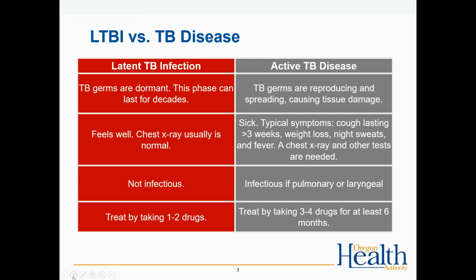Now, with active TB disease, which we're not talking about today, the TB germs are reproducing and spreading and causing tissue damage. The patient is sick. Typical symptoms include a cough lasting more than 3 weeks, weight loss, night sweats, and fever, and you need to get a chest x-ray and some other tests like sputum. This person would be infectious if it's pulmonary or laryngeal, and you treat active TB disease by taking 3 to 4 drugs for at least 6 months. Today we're going to talk about latent TB infection.